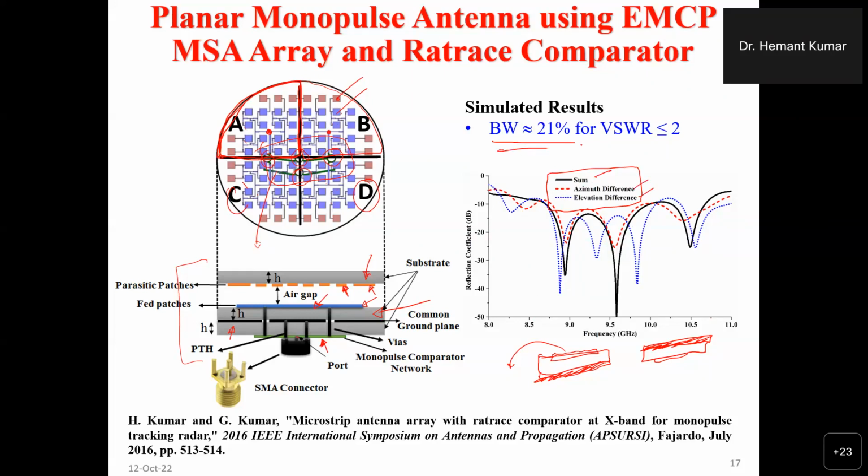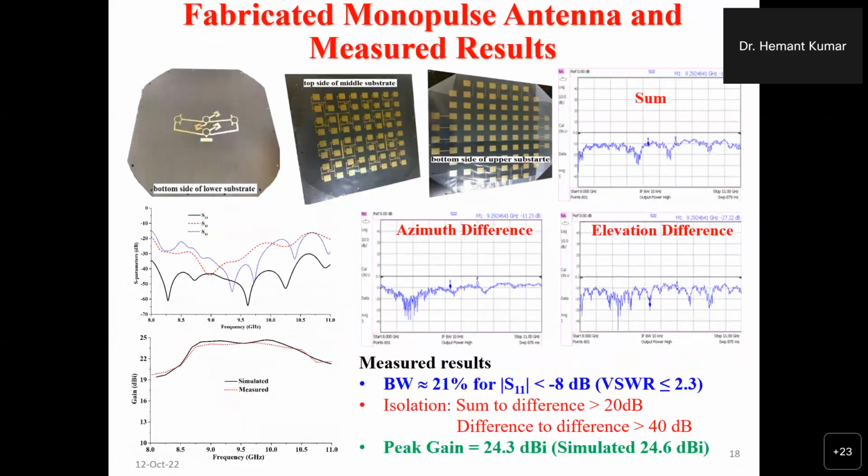The bandwidth is coming around 21% for VSWR less than or equal to 2. So these are the simulated results. And if you see the fabricated monopulse antenna, we fabricated this also, and I have shown the different views of the antenna. This is the bottom view of the structure.